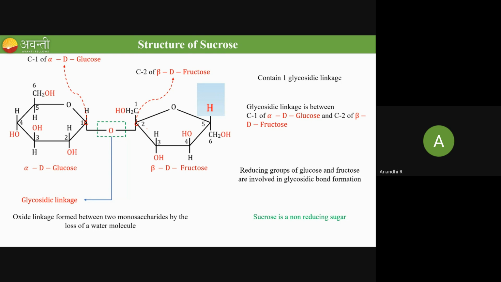What do we use here? We do not use anything here. Just the water molecule gets removed by the nucleophilic attack.